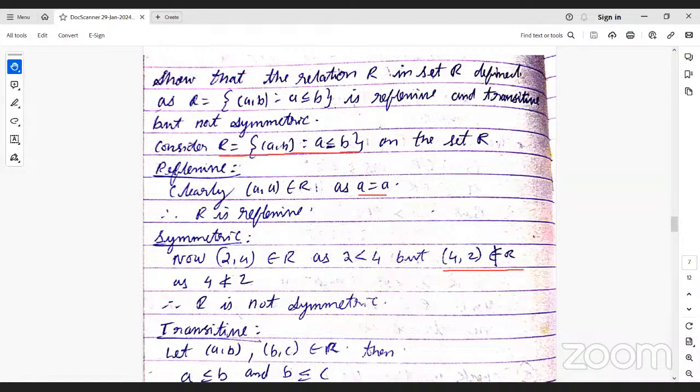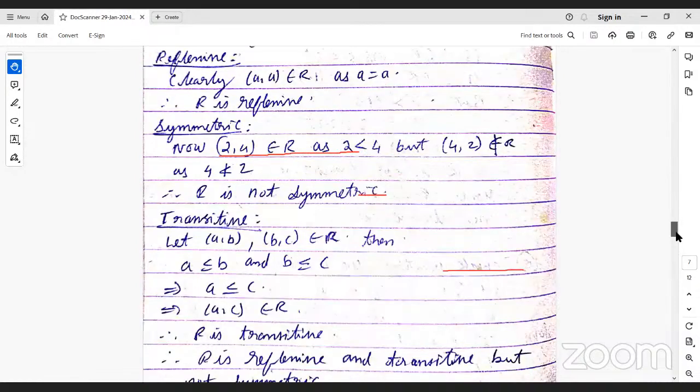Similarly, now in case of transitivity, we are considering elements. See, (a, b) belongs to R and (b, c) belongs to R. Then we can see a is less than b obviously, and b is less than c. So a will also be less than c. So (a, c) will belong to R. So R is transitive.